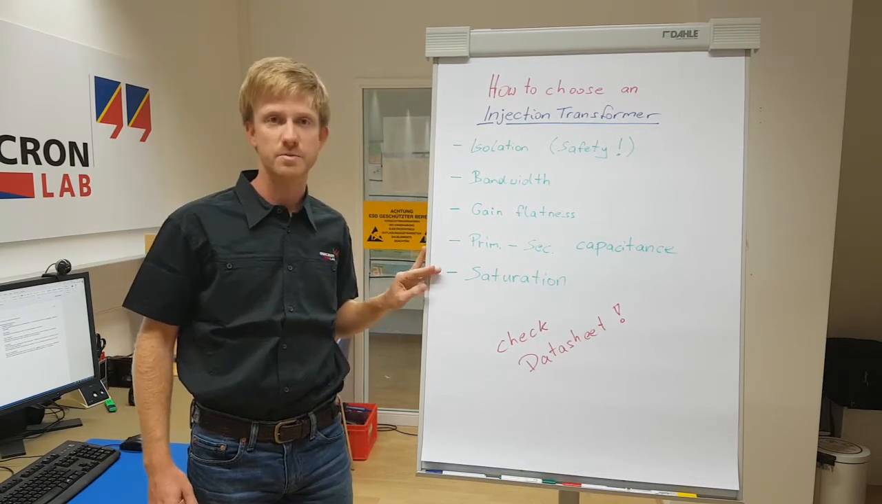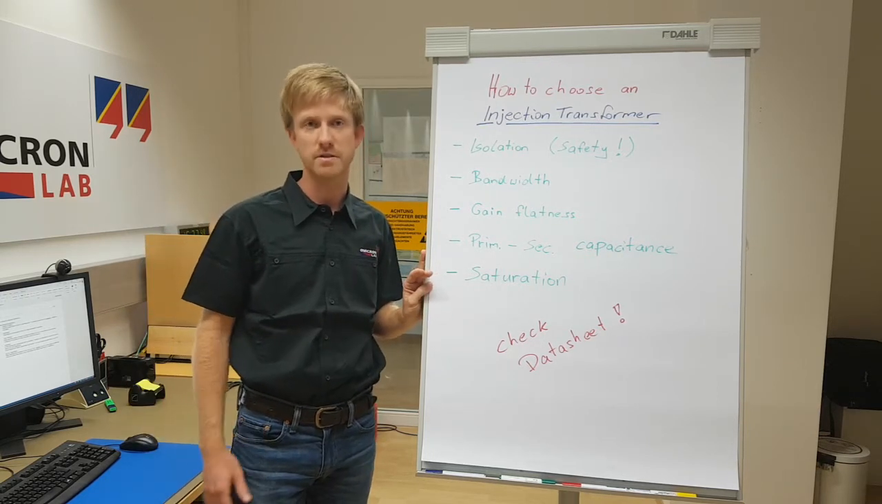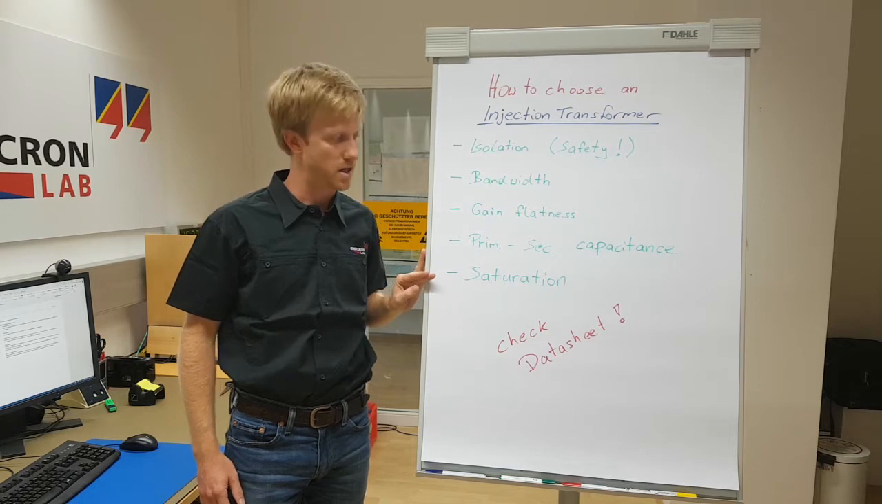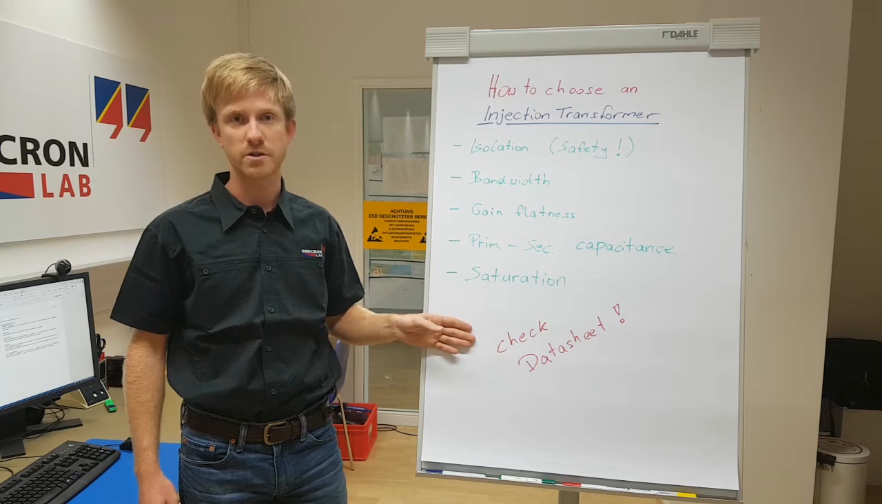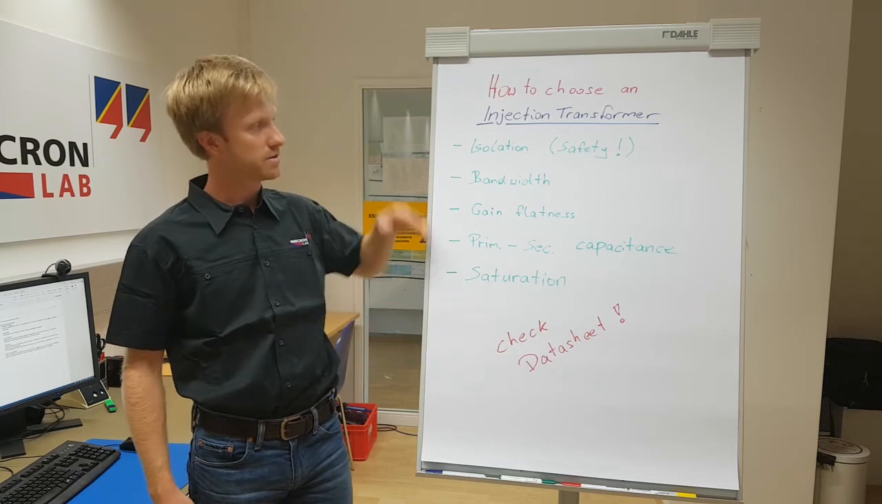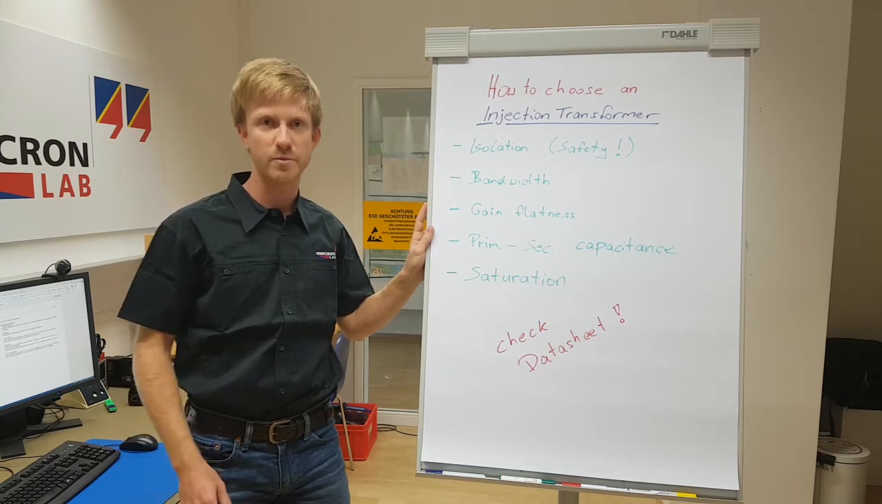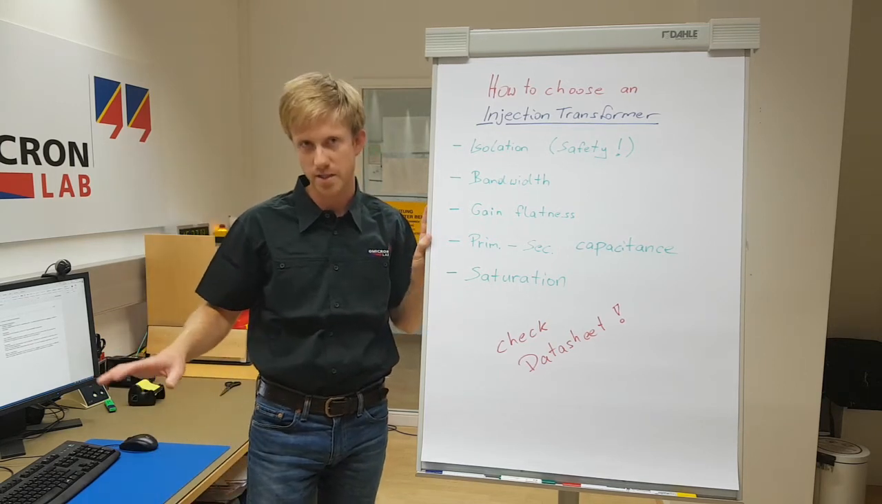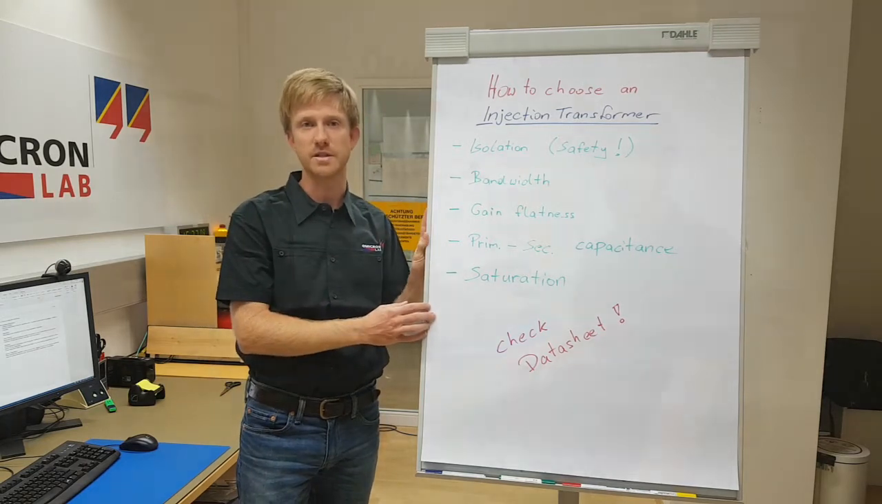And the last but not least point, saturation. Especially at very low frequencies, saturation is a critical parameter in magnetics. When you choose your injection transformer, check the datasheets of your manufacturers of choice, and you will find all these values in the datasheet of the product. As a next step, we're going to have a look at different products, and we're going to check some of these values in a real life measurement.